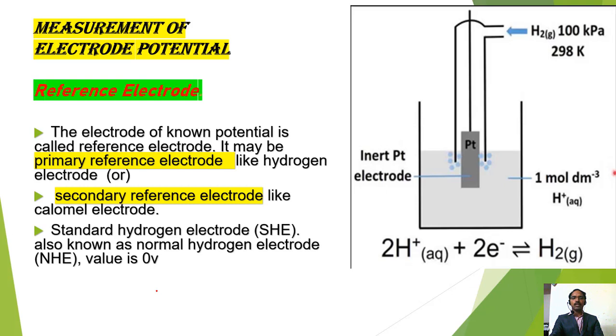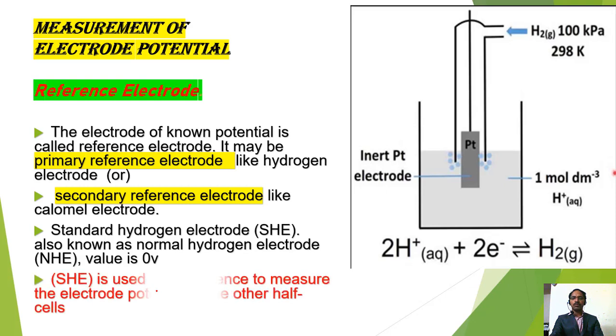Standard hydrogen electrode, also known as the normal hydrogen electrode, SHE or NHE. This value is 0. With respect to this value only, the other electrodes' potential values are decided. This is used as a reference to measure the electrode potential of the other cells.